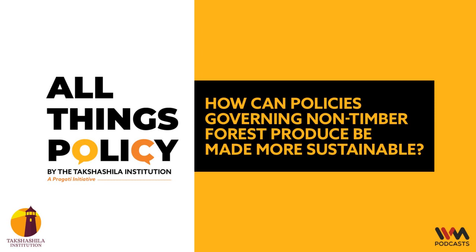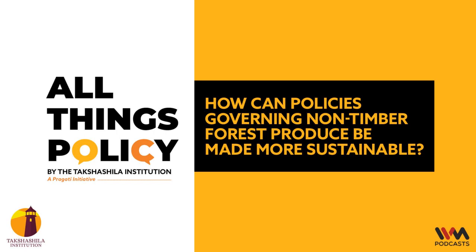The second scheme after the minimum support price scheme is the Van Dhan Yojana. The Van Dhan Yojana was launched in 2018 as an attempt to strengthen the minimum support price scheme. It focuses on training primary collectors and on value addition to the NTFP. It basically aims to set up centers called Van Dhan Vikas Kendras, where each cluster of centers has 15 Van Dhan self-help groups, or SHGs, and each of these self-help groups will have 20 primary collectors.